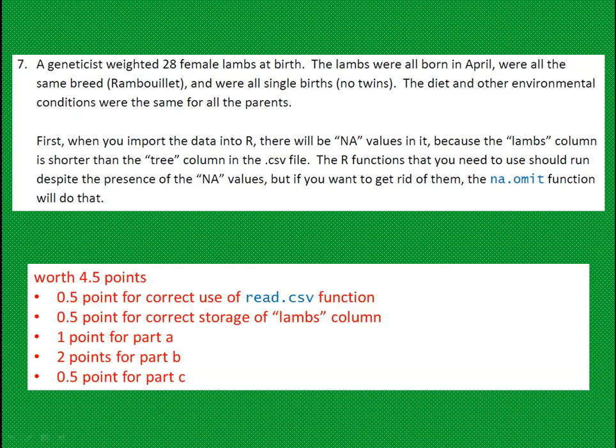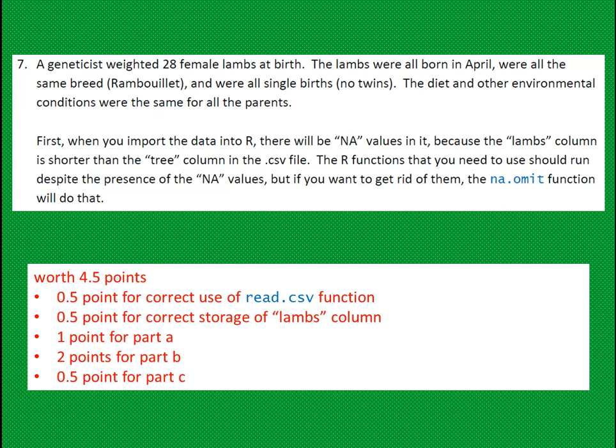Just like with number 6, it'll be half a point for the correct use of the read.csv function, which realistically you could do once rather than twice. You could just do it once and then do number 6 and then number 7 in succession, and then essentially the read.csv line would just count twice. And that's fine, there's nothing wrong with doing that. Then half a point for storing the lambs column, I guess just remembering that it's the first column, not the second.